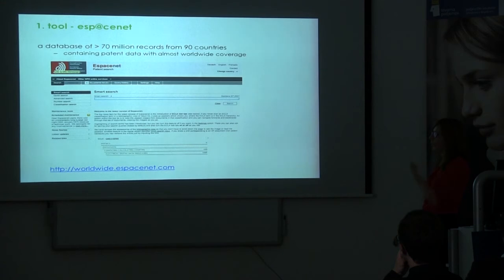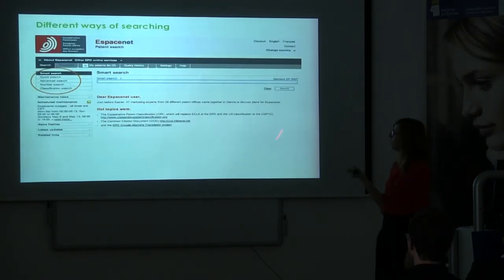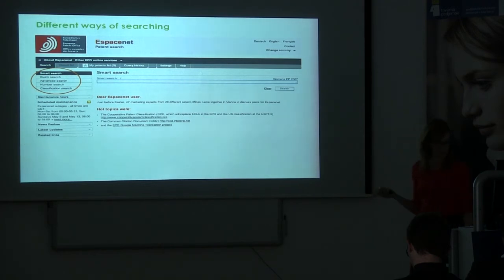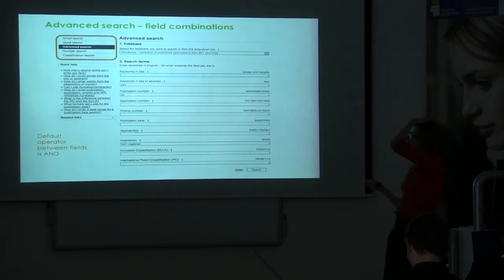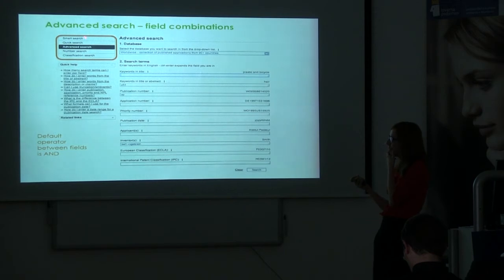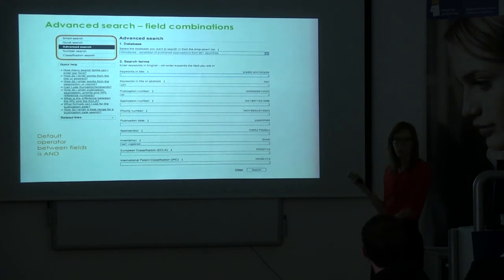So I'm going to go really quickly through this tool, and you're going to have it in your handouts, so you can go to this link and play with it a bit. It's the biggest freely available patent database, worldwide.espacenet.com. It contains more than 70 million, I think it's more around 80 million right now, patent data with almost worldwide coverage. So when you go there, you get to this web page, and this is the menu, where the advanced search is the one you want to use. It is flexible enough and not too advanced. If you want to do a smart search, you can go to help and you will see how to do it.